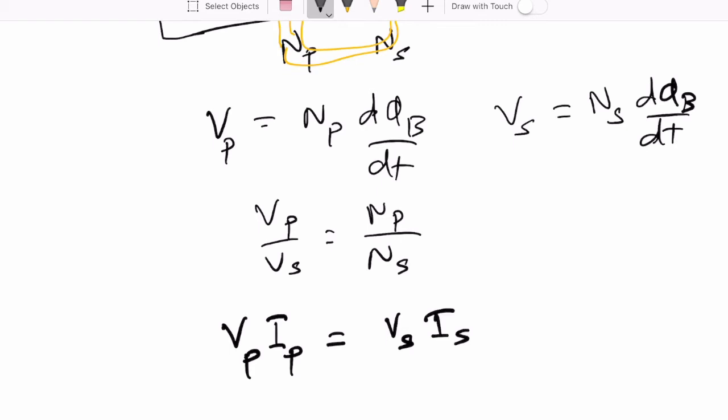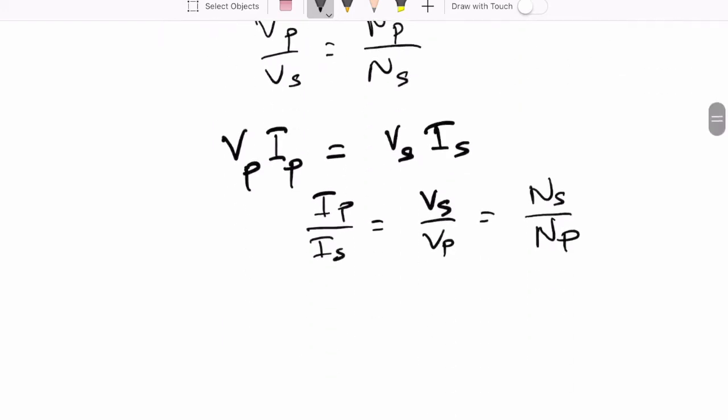And that tells us that the currents have an inverse ratio. So Ip divided by Is is equal to Vs divided by Vp, and that's equal to Ns divided by Np. So the voltages are directly proportional to the number of turns of each solenoid, and the currents are inversely proportional to the number of turns of each solenoid, right? So this is tremendously useful.